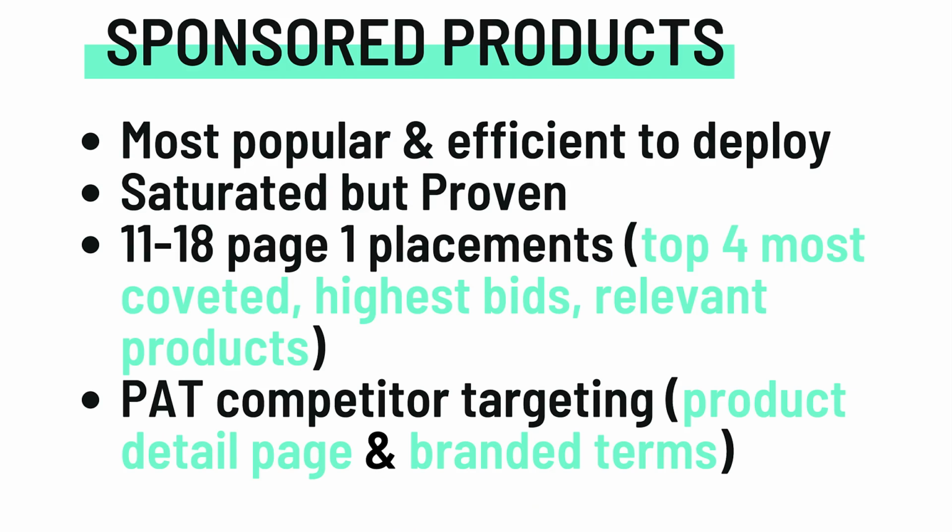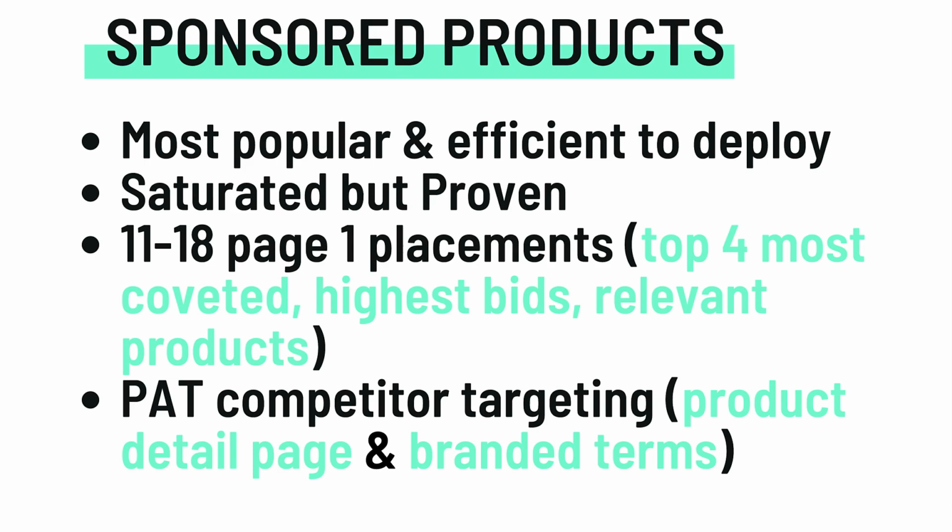So what are the ways that we can advertise? One is sponsored products, and this is probably the most popular and efficient to deploy on the Amazon platform. It's saturated in the sense that anybody that's running Amazon pay-per-click is going to be running these, but it's also proven and validated. Within these sponsored product placements, it's basically bidding on search terms that customers type in.